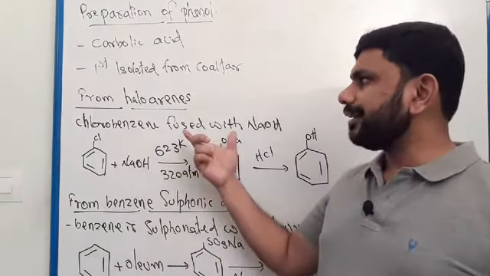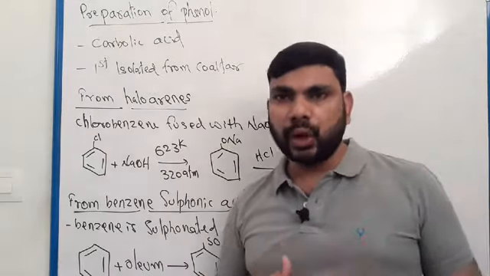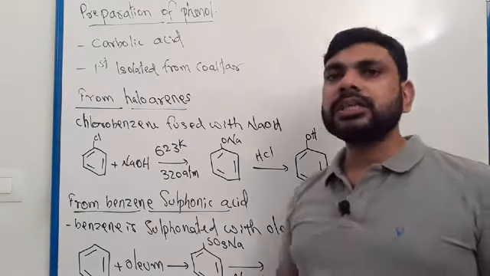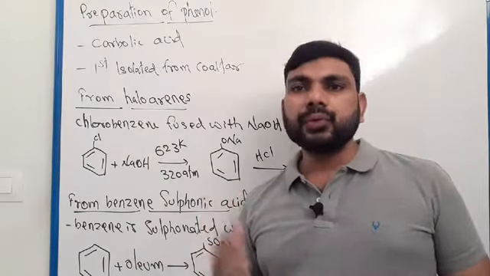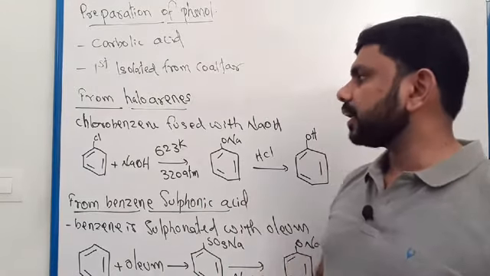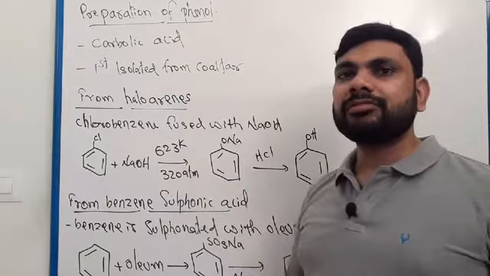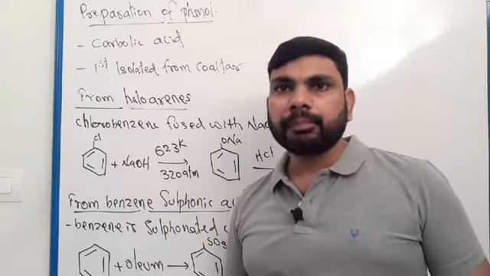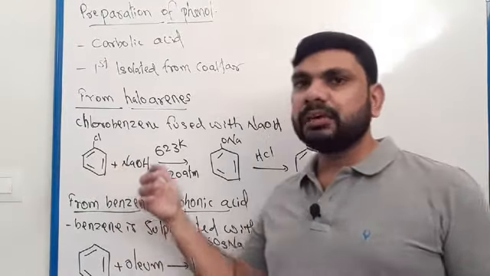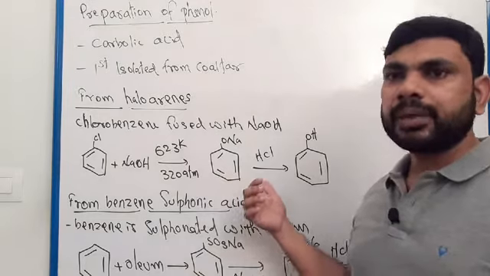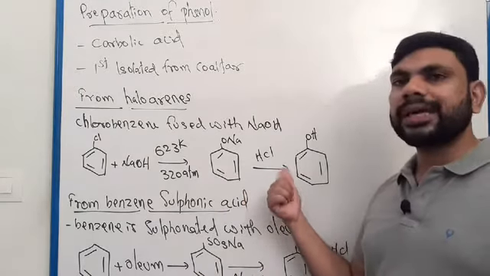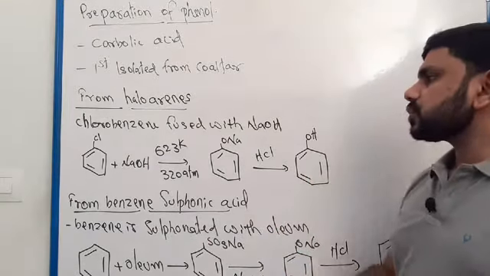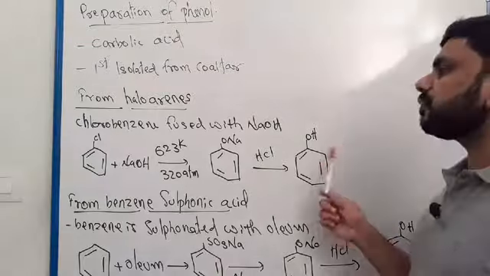So here, preparation of phenol, first one: haloarene. Haloarenes treated with fused sodium hydroxide at very high temperature, 623 Kelvin, and 320 atmospheric pressure, change to sodium phenoxide. Sodium phenoxide, when treated with aqueous HCl, changes to phenol. So this is the first method of preparation of phenol.